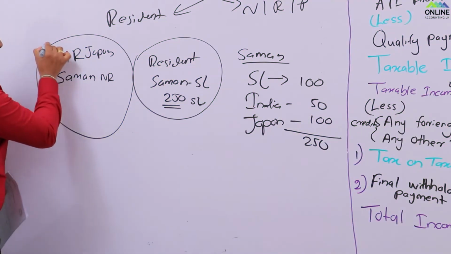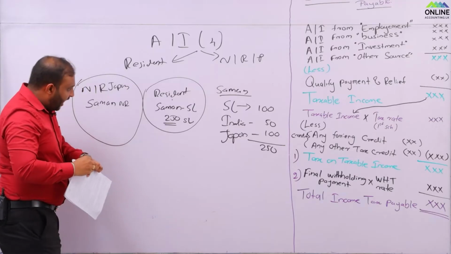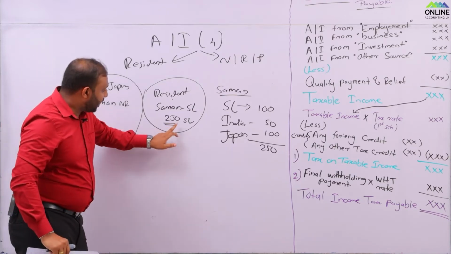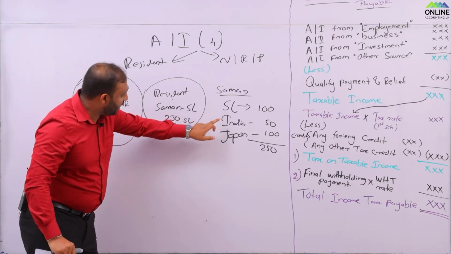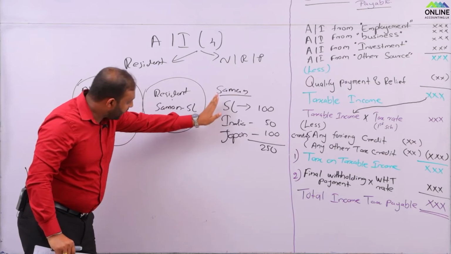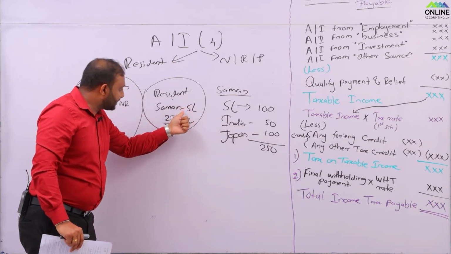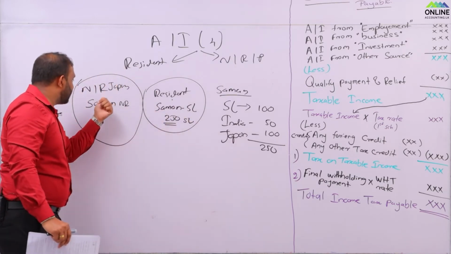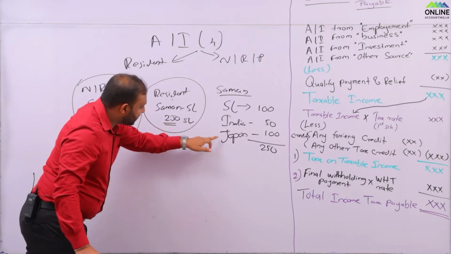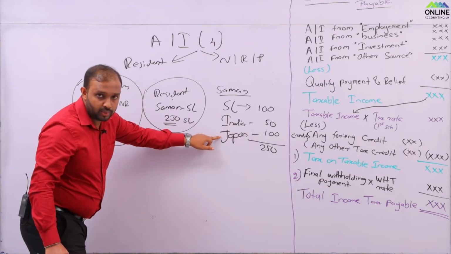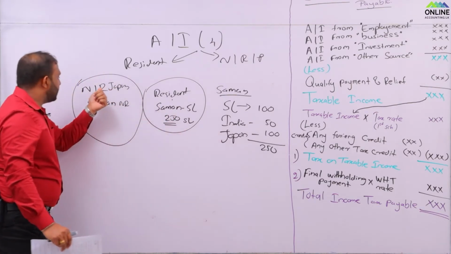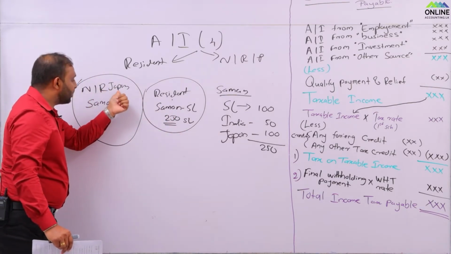Now this is the Japan territory, this is Sri Lankan territory. I mentioned in this example, someone having income sources of Sri Lanka, India and Japan. But someone is a resident of Sri Lanka, right? The same person becomes a non-resident of Japan. Why? Someone is earning income from Japan as well, right? So for the non-resident purpose, someone is a non-resident of Japan.